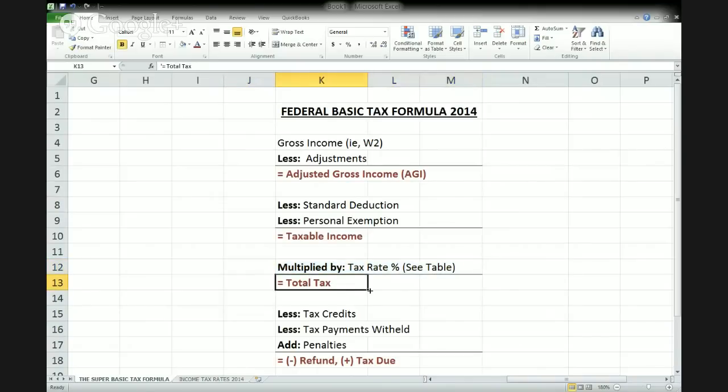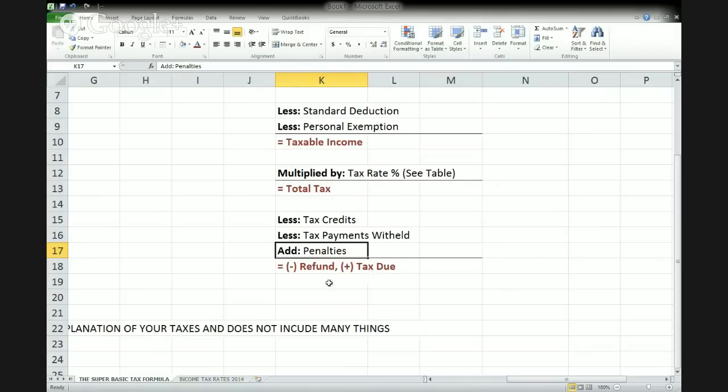After you receive the total tax, you reduce for any tax credits you may have, and any tax payments that were withheld from your paycheck. I believe this word is misspelled, but we're going to keep it there. And then any penalty, we add back any penalties you have. If your number is a negative number, you have a refund. If your number is a positive number, you owe more taxes than what you suggested.